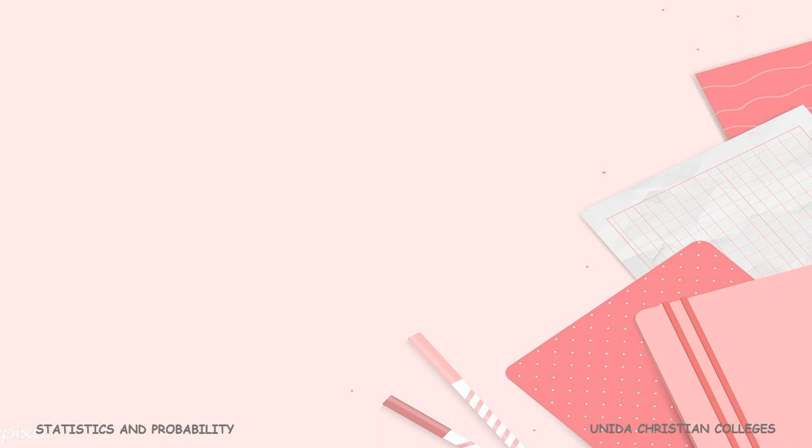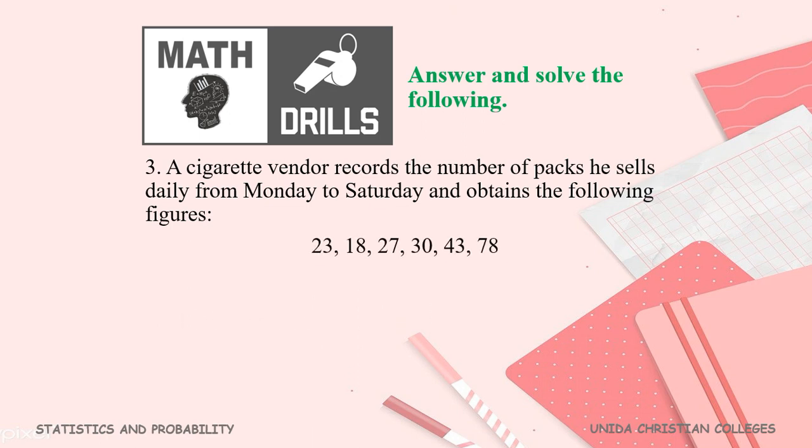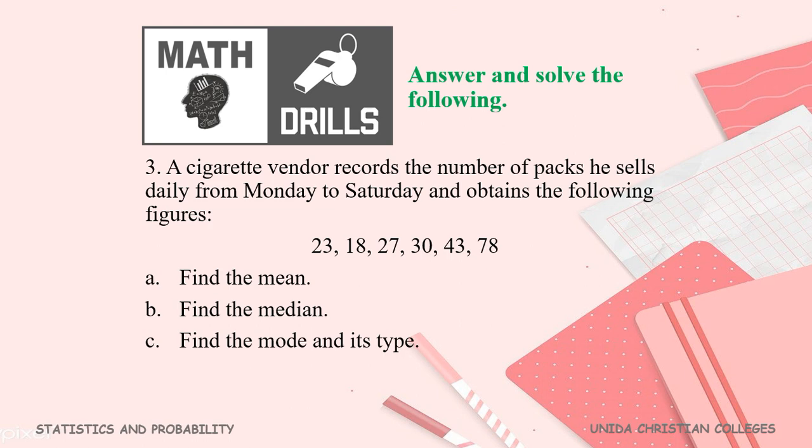Next. So, last example or last for our math drills, we have a cigarette vendor records the number of packs he sells daily from Monday to Saturday and obtains the following figures. We have 23, 18, 27, 30, 43, and 70. We need to find the mean, median, and mode, and its type.